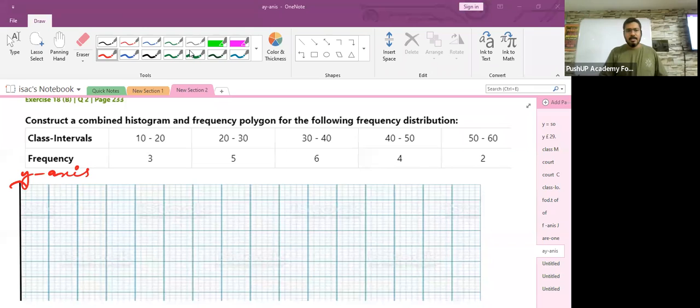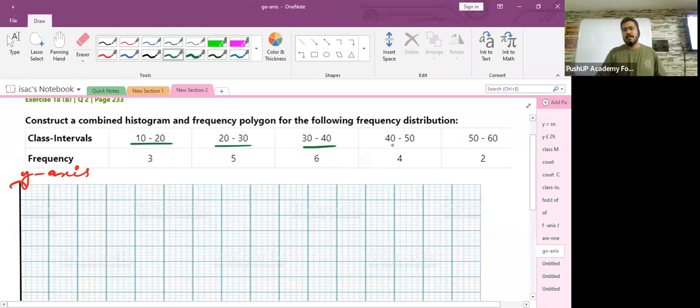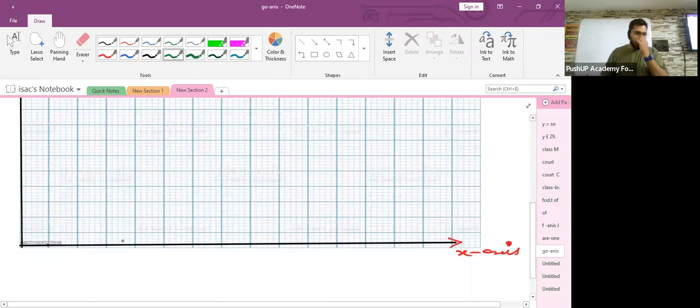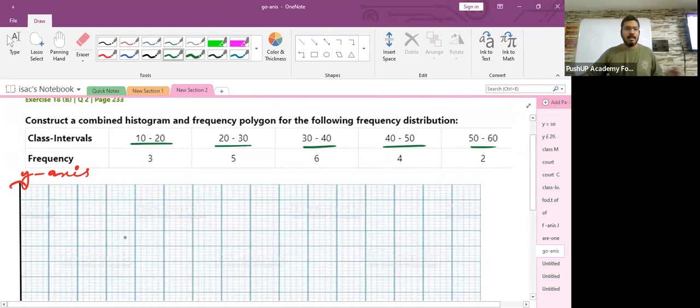So, are these class intervals continuous or discontinuous? They are continuous? Yes. So there is no challenge of converting the discontinuous into continuous class intervals. It is already given in the continuous format, isn't it? So children, let's start with the class intervals on the x-axis.